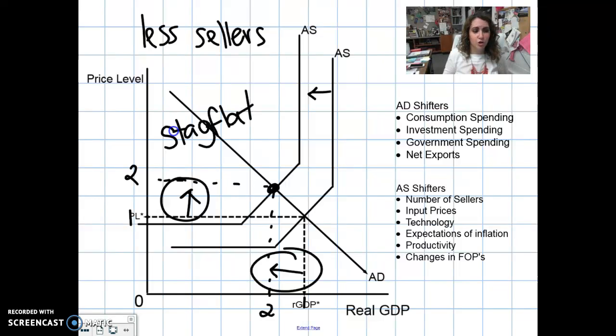There is no term for when aggregate supply increases and shifts to the right, but there is a term for when aggregate supply decreases and shifts to the left, and that's right there, stagflation. When you have higher prices, you have inflation and a lower GDP.